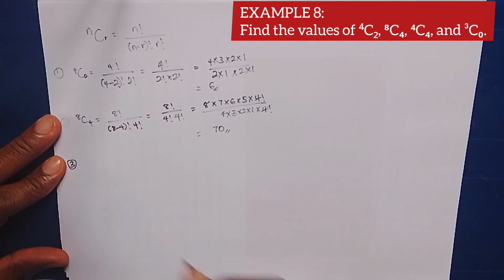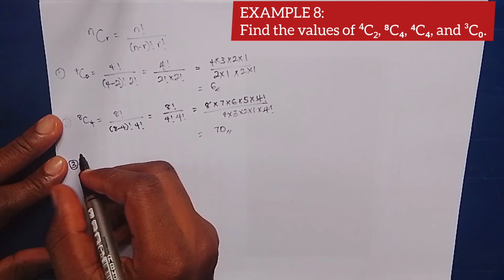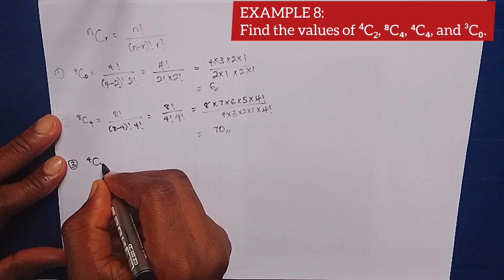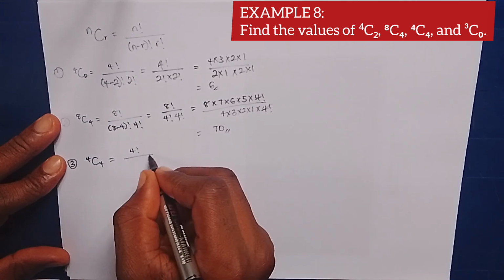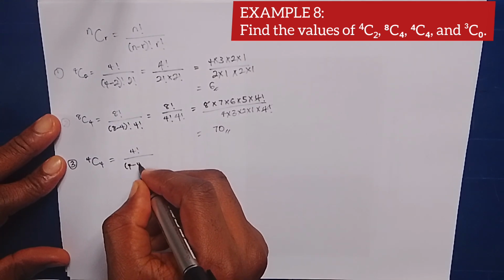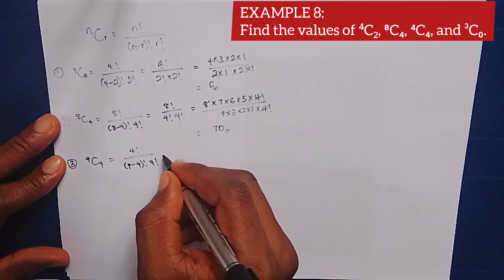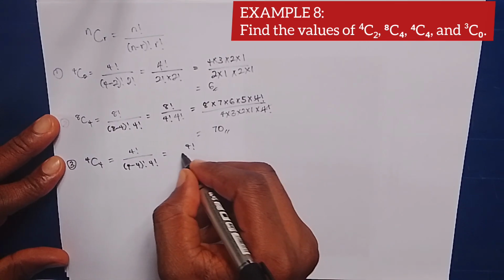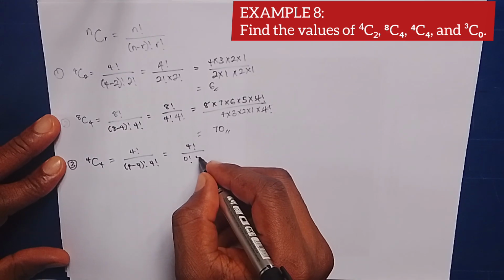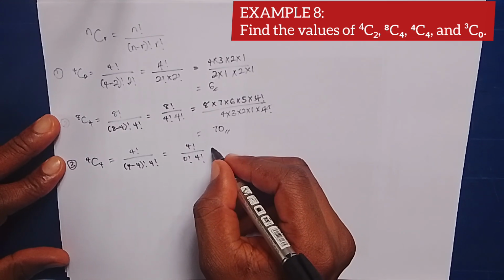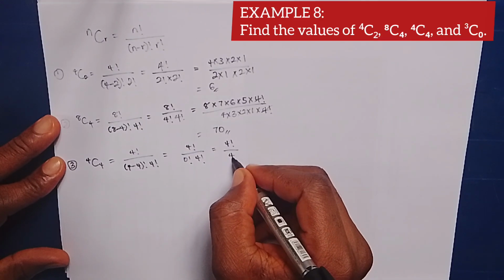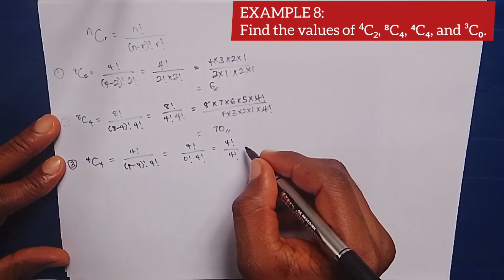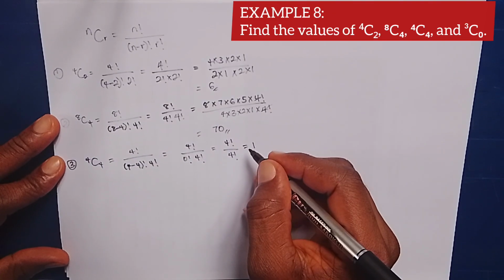Number 3. There are just 2 more, but I'm sure you get the gist by now. 4C4, 4 combination 4. 4 factorial over 4 minus 4 factorial, 4 factorial. This is equal to 4 factorial over 0 factorial, 4 factorial. Remember, 0 factorial is equal to 1. So this is the same thing as 4 factorial over 4 factorial. So this cancels this, and we are left with 1.